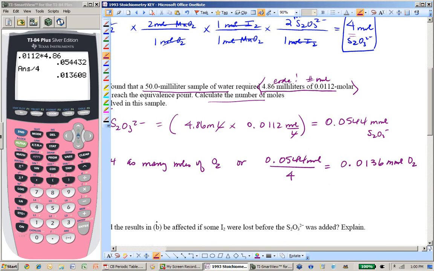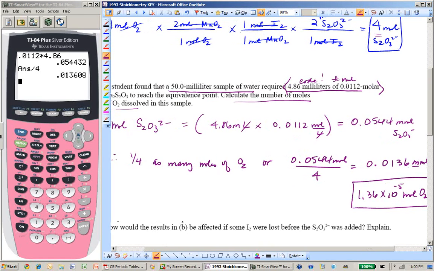And they said calculate the number of moles. So I'll be nice and put it in scientific notation. So 1, 2. Okay, if it's millimoles, it's already 10 to the minus 3, so that makes it 10 to the minus 4, 10 to the minus 5. So 1.36 times 10 to the minus 5 moles of oxygen.